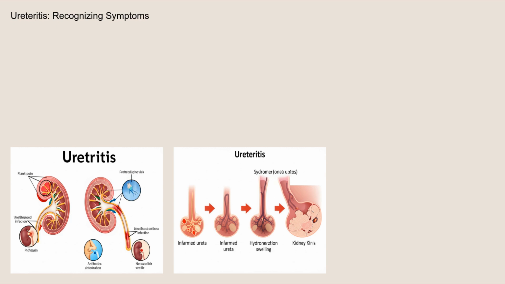Recognizing the signs and symptoms of ureteritis is key for prompt treatment. Common symptoms include flank pain, which is pain in the side or back, potentially radiating towards the groin. You might also experience dysuria, or painful urination, and increased urinary frequency and urgency. The urine may appear cloudy or contain blood, a condition called hematuria.